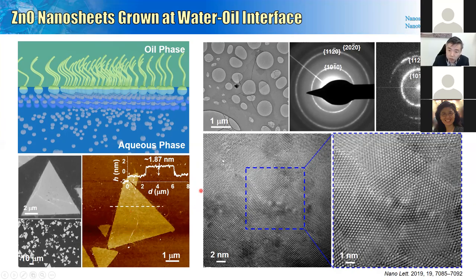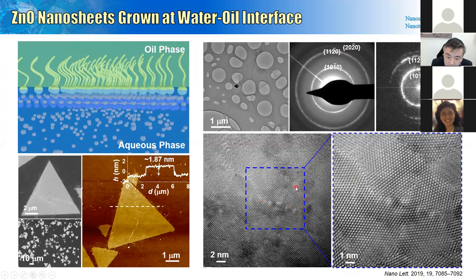And what is interesting to us is we found that this sheet turned from mostly single crystalline into polycrystalline. And there's still one surface exposed, a sheet, but they show domains. We can see the domains are between 5 to 10 nanometers.